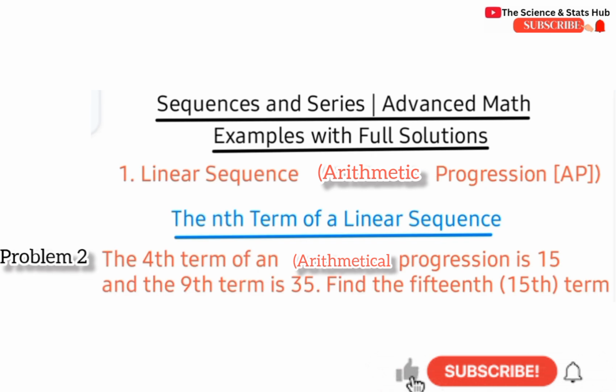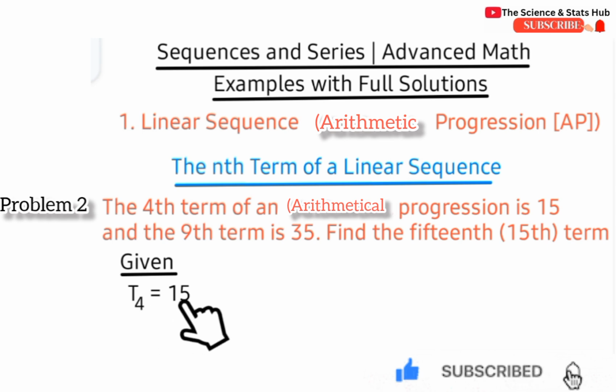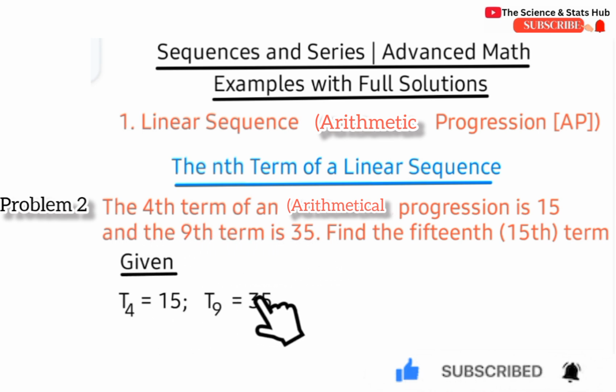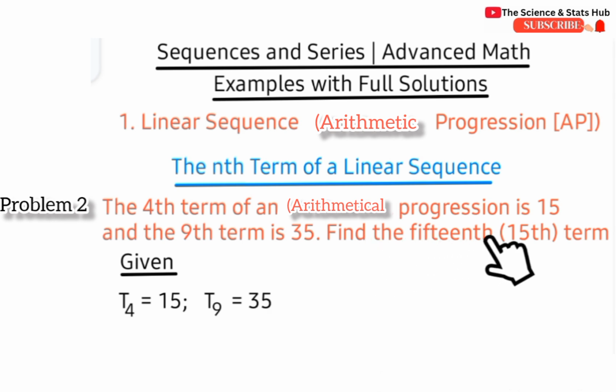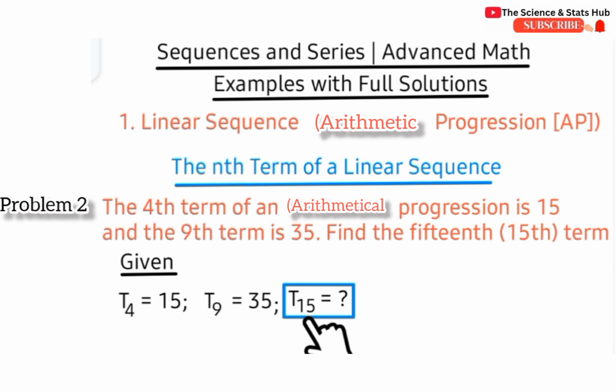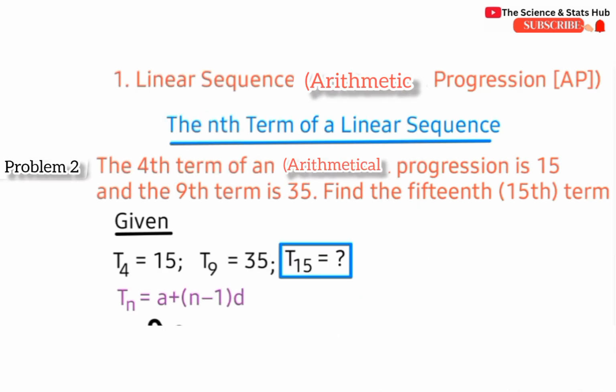Now, let's solve the second challenge. The fourth term of an arithmetical progression is 15. That is T4 equals 15. And the ninth term is 35. That is T9 equals 35. Find the 15th term. So we are asked to find the 15th term. This is the usual formula which we use in finding the nth term of an AP. Tn stands for the nth term of the AP.